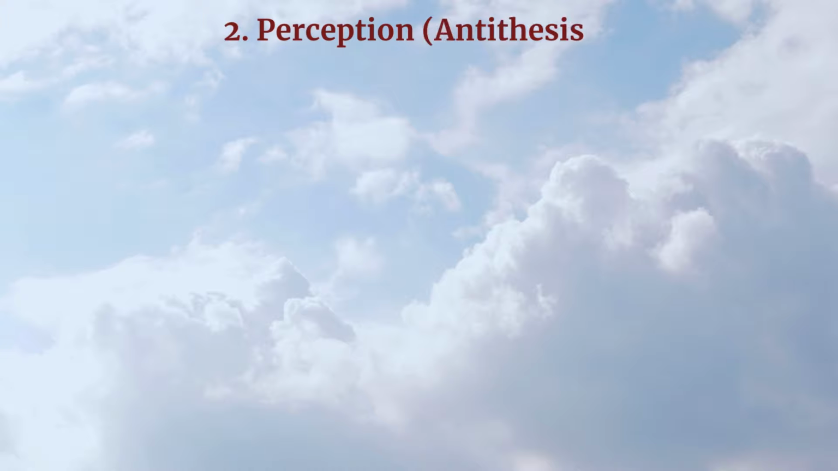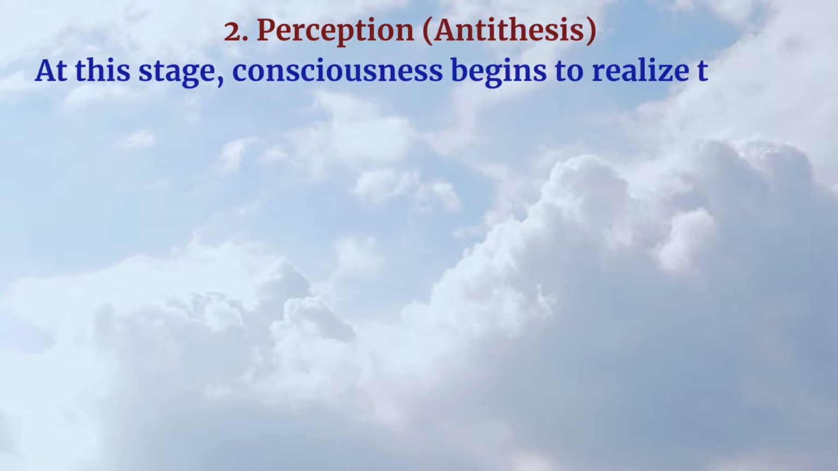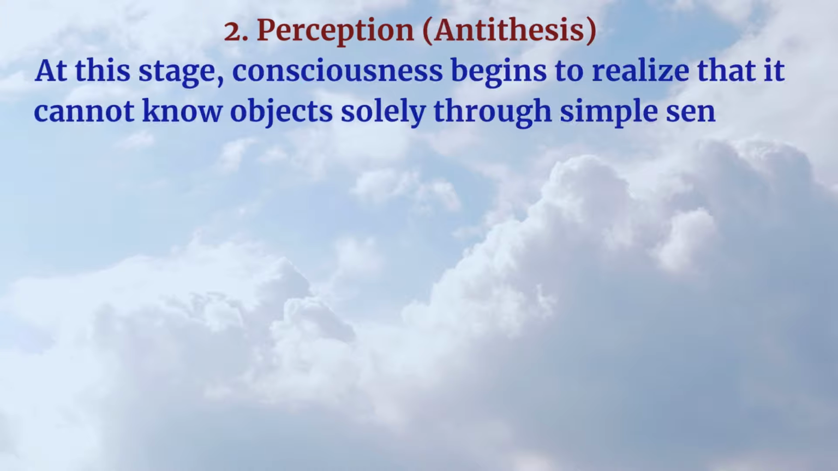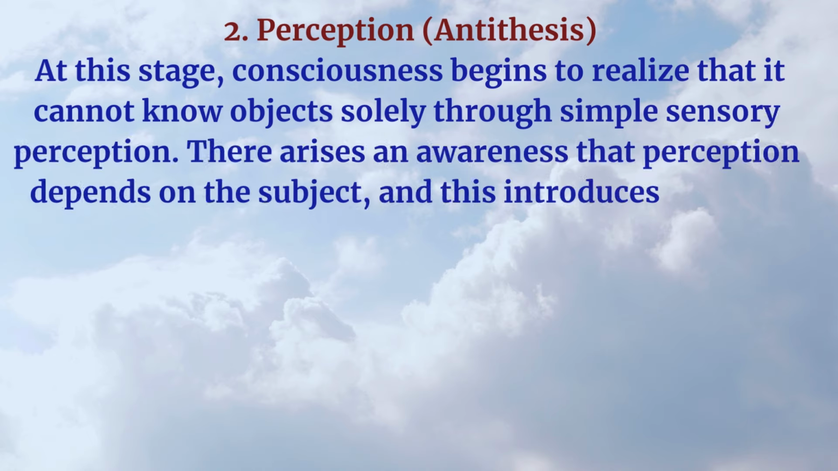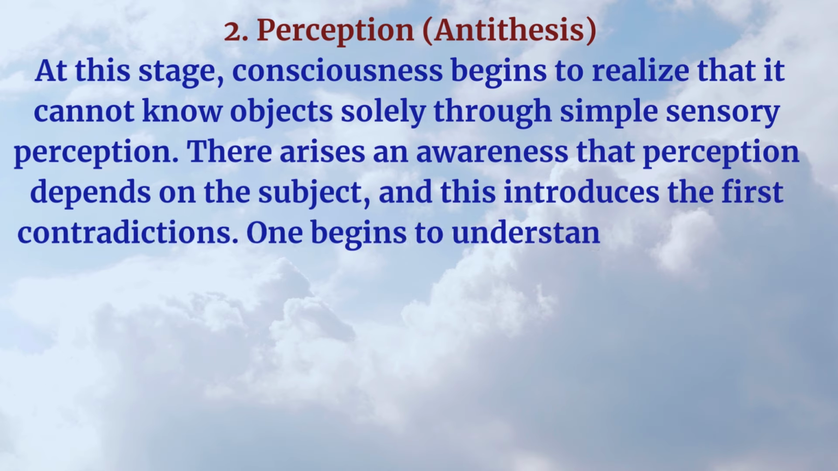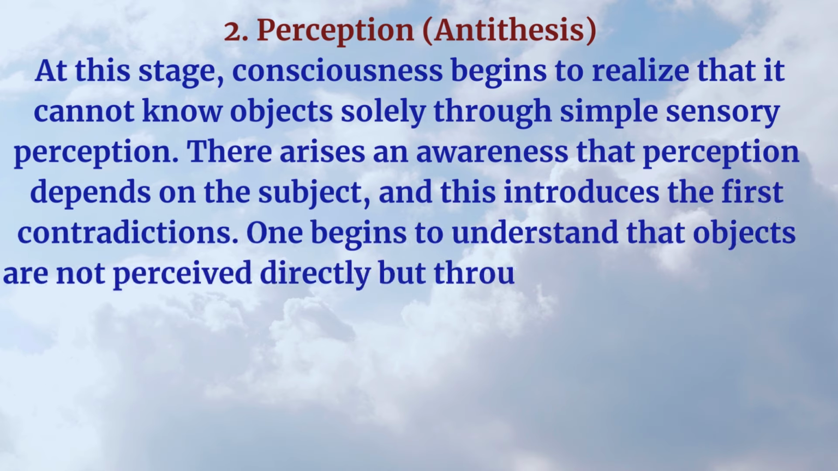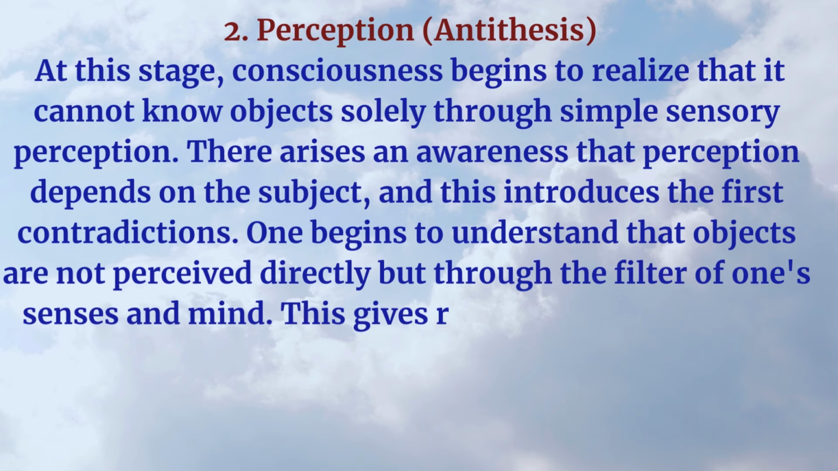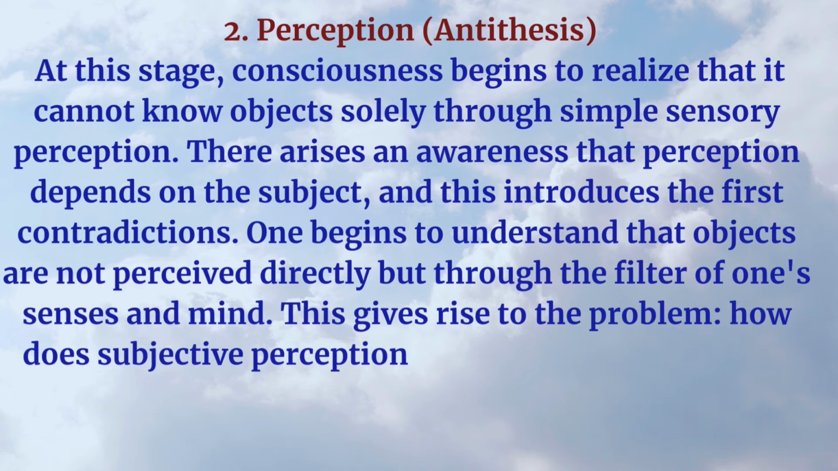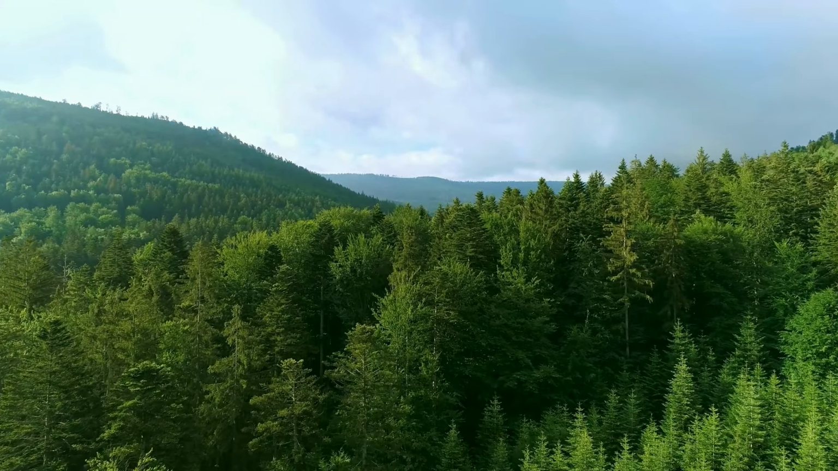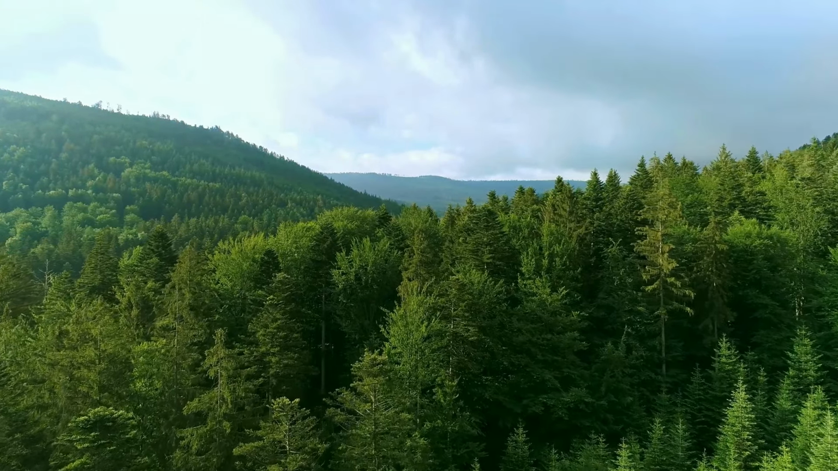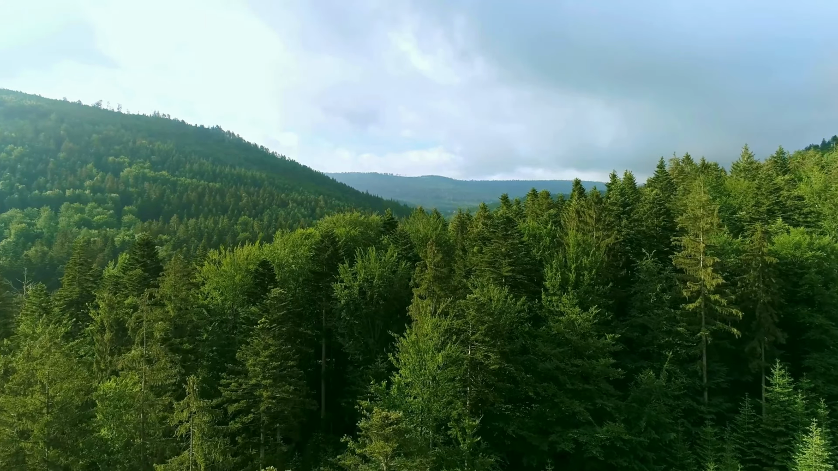At this stage, consciousness begins to realize that it cannot know objects solely through simple sensory perception. There arises an awareness that perception depends on the subject, and this introduces the first contradictions. One begins to understand that objects are not perceived directly but through the filter of one's senses and mind. This gives rise to the problem: how does subjective perception relate to objective reality?